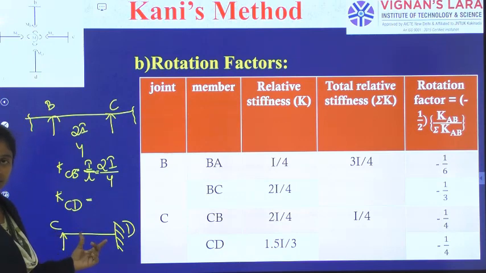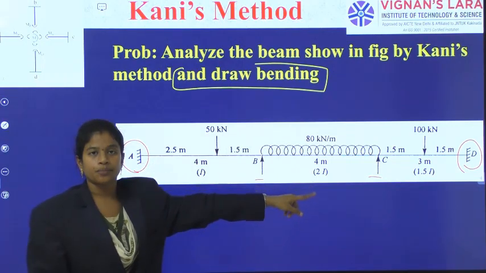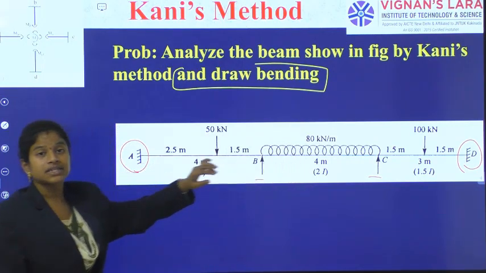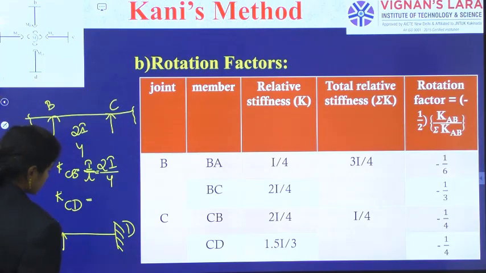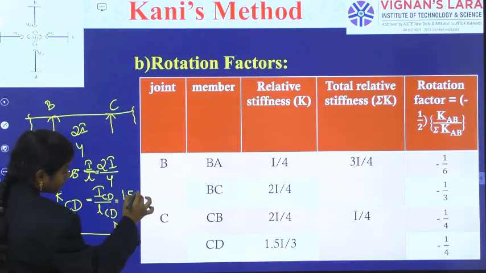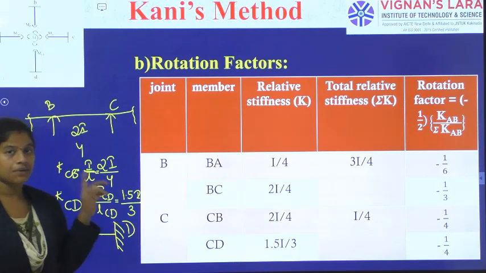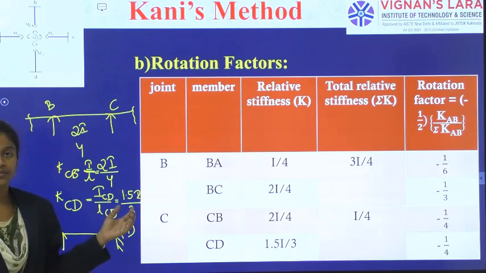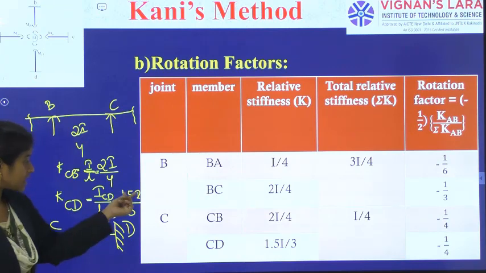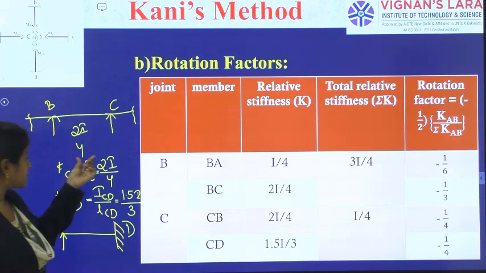Now, what is the moment of inertia of the CD member and what is its length? Moment of inertia of the CD member is 1.5I. Length of the CD member is 3 meters. This is ICD by LCD, 1.5I divided by 3. See, 1.5 came from the moment of inertia because the section to section moment of inertia is varying, as given in the problem. That's why 1.5I by 3. And this one is 2I by 4.